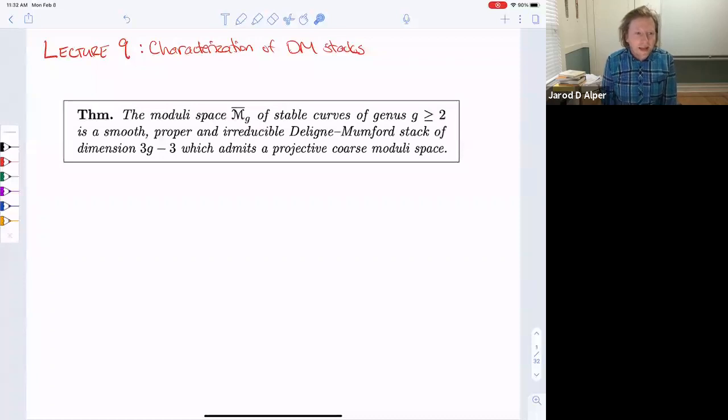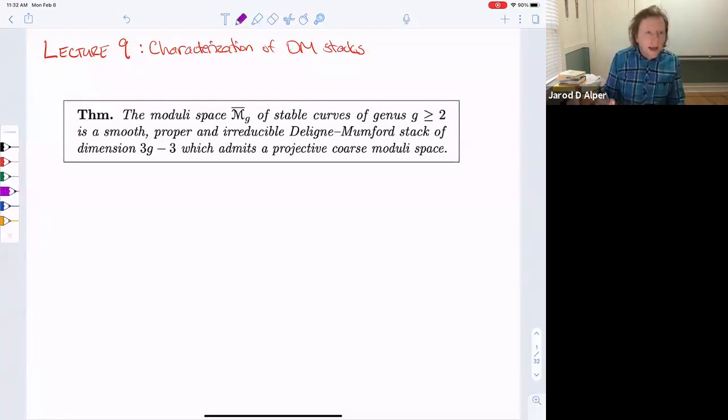Today is our ninth lecture, and the title of the lecture today is on the characterization of Deligne Mumford stacks. But before beginning, I just want to remind you where we're going in this course. We have one big goal, which is this theorem that's stated here.